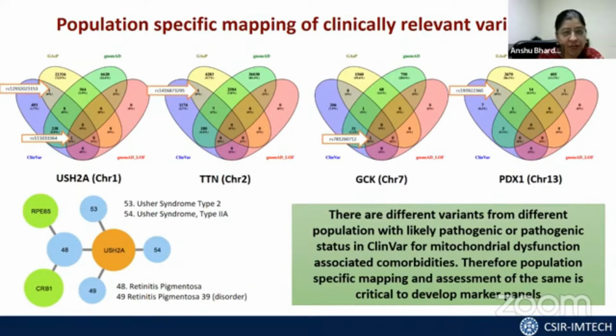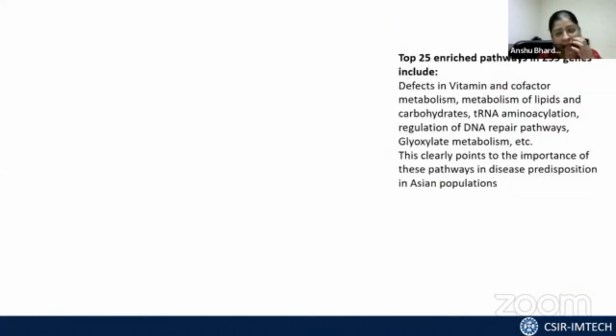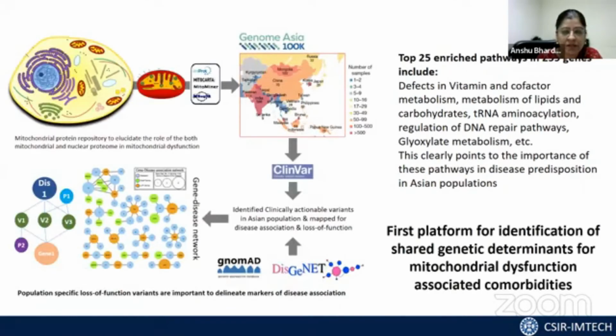One of the things one can do with this kind of platform is study comorbidities, because now it's a network. We are saying maybe one disease and several genes, and one gene and several diseases. This is something we are looking at, particularly from the Indian population context. When we did enrichment analysis, we could see that certain pathways like defects in vitamin and cofactor metabolism, tRNA aminoacylation, and DNA repair pathways are very important to study in the Asian population context. So this is the first platform that we have identified to look at comorbidities. I didn't focus on it from a comorbidity perspective because it requires a little more background to understand at a more detailed level.